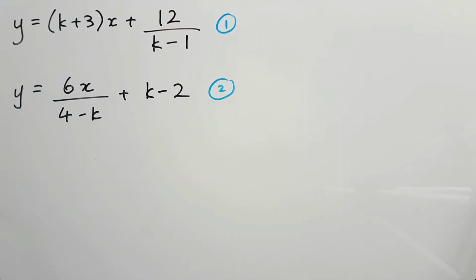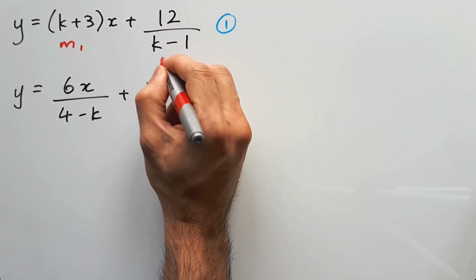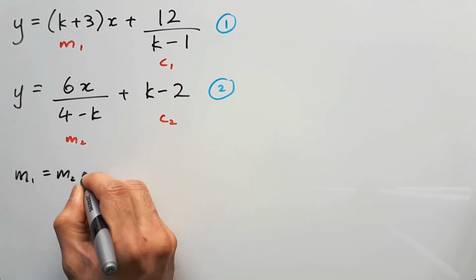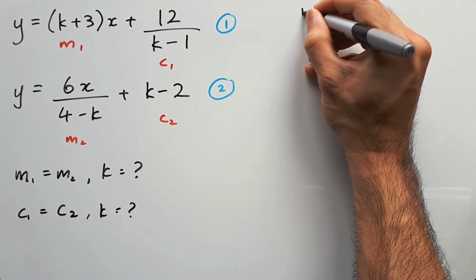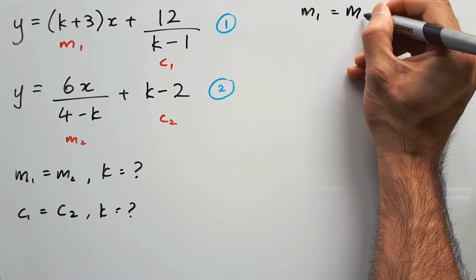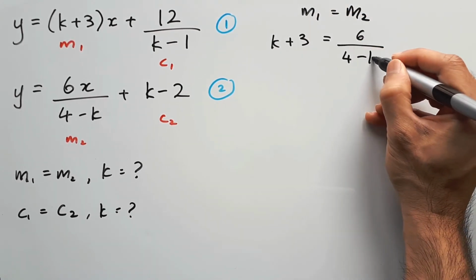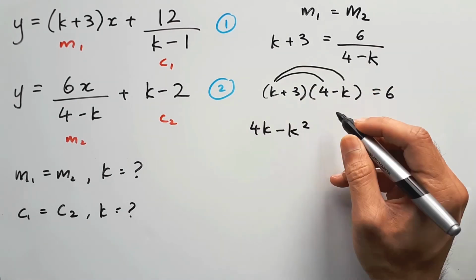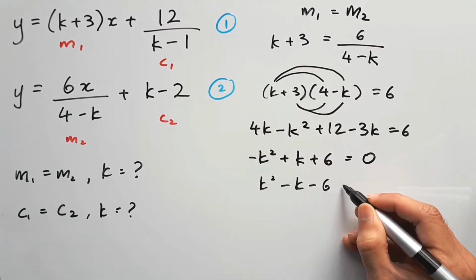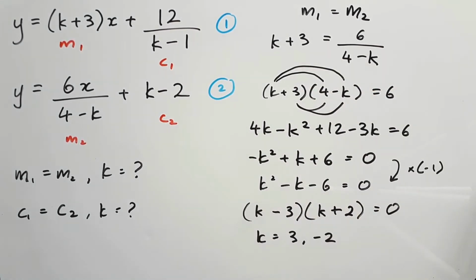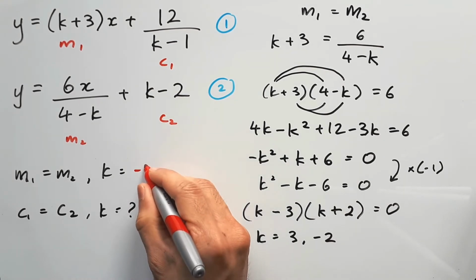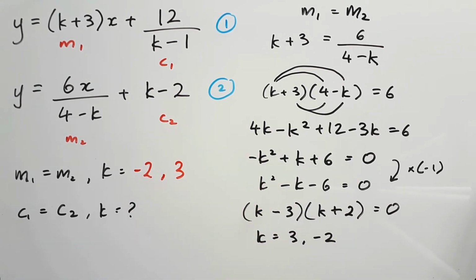Alright, so with these two new line equations, again, just take note of which bit is the slope and which is the y-intercept, and begin by first finding out when the k values will cause the slopes to equate to each other. So we have k plus 3 equals 6 over 4 minus k. When you do the algebra for this, you will find that it is going to be some kind of quadratic, which will yield two results. And so when the value of k is negative 2 or positive 3, the slopes will equal each other, but not at any other time.